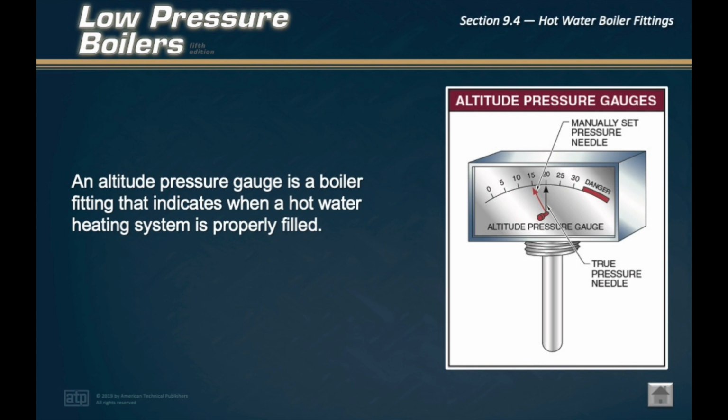Reading the altitude pressure gauges is a way to verify that the regulator is operating properly. If the hot water heating system has no pressure, indicating there is no water in the system, the boiler could be damaged. When the gauge shows a higher than normal reading, the regulator should be examined and any malfunctions corrected before turning the boiler on.